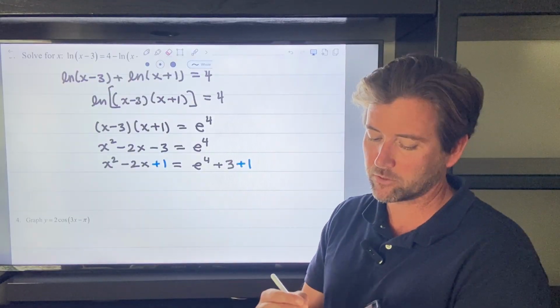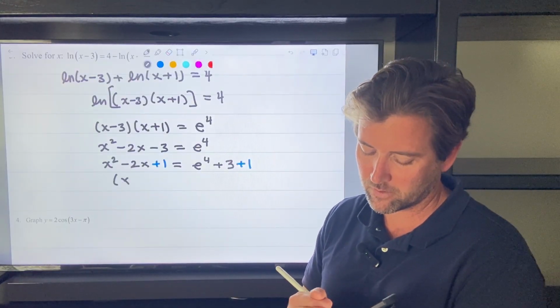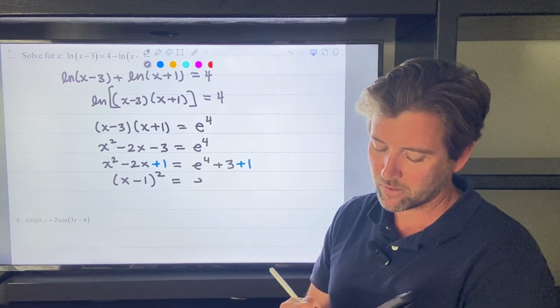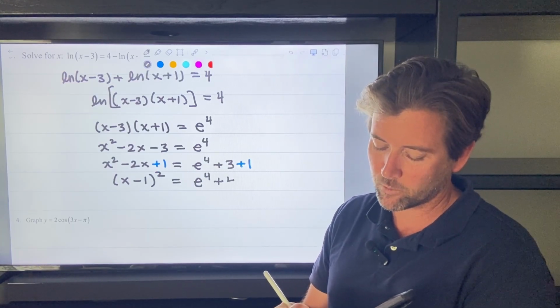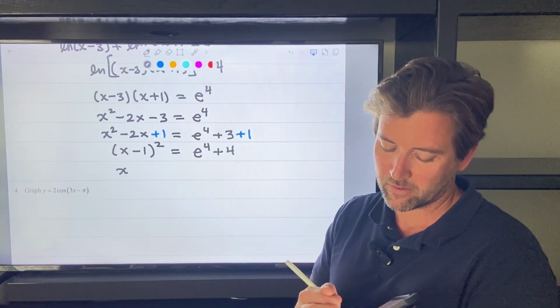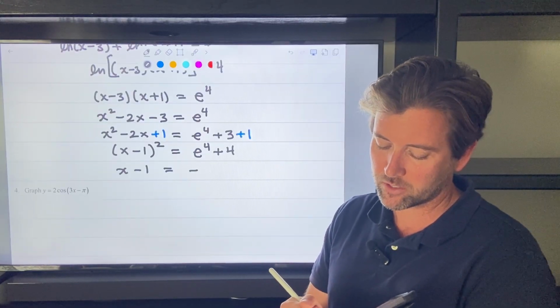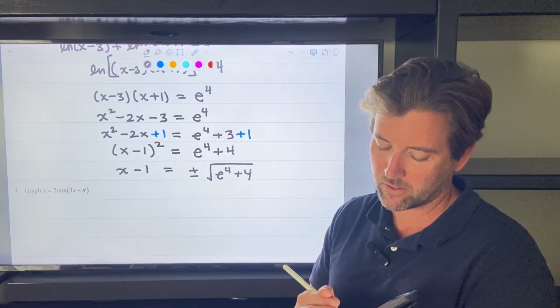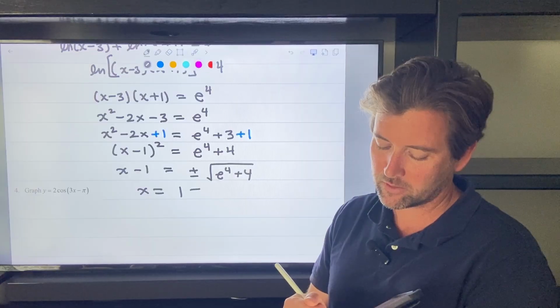This equation will factor to x minus 1 times x minus 1, which is x minus 1 squared. The right side will simplify to e to the 4th plus 4. We'll take the square root of both sides. That's plus or minus the square root of e to the fourth plus 4. Add 1 to both sides.